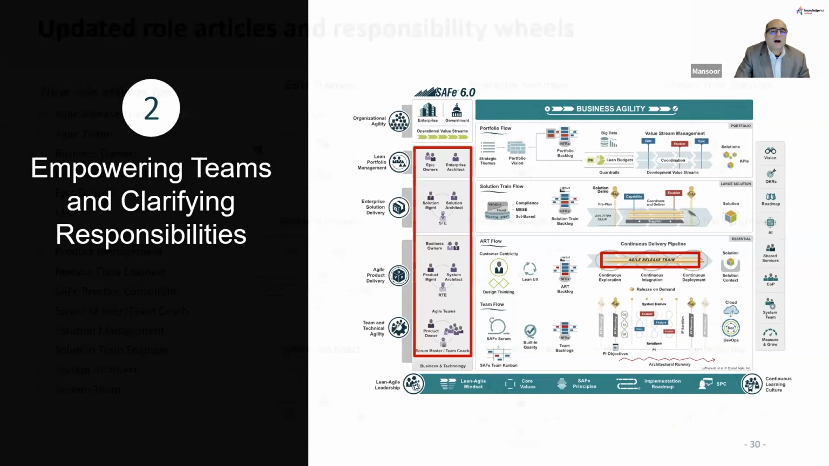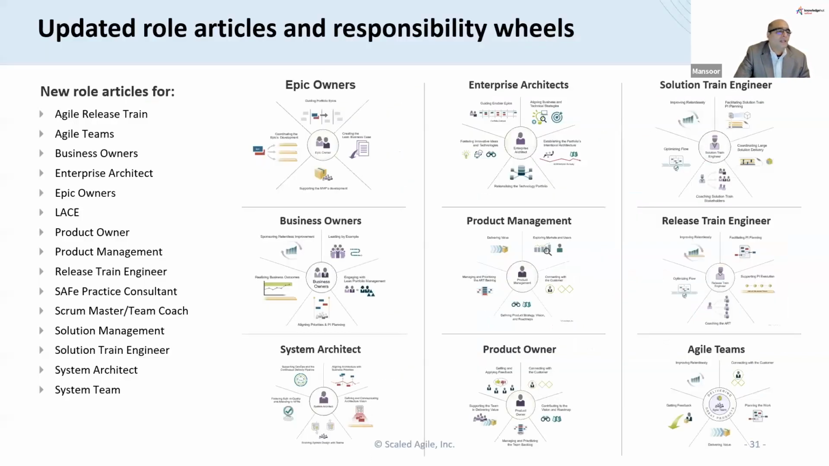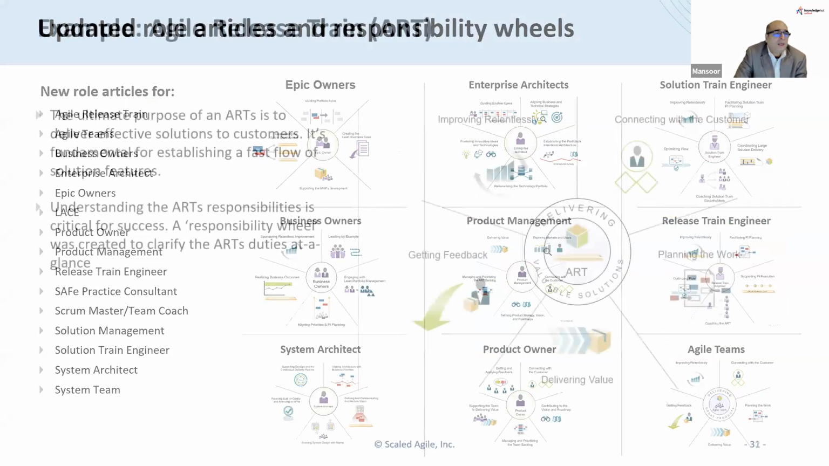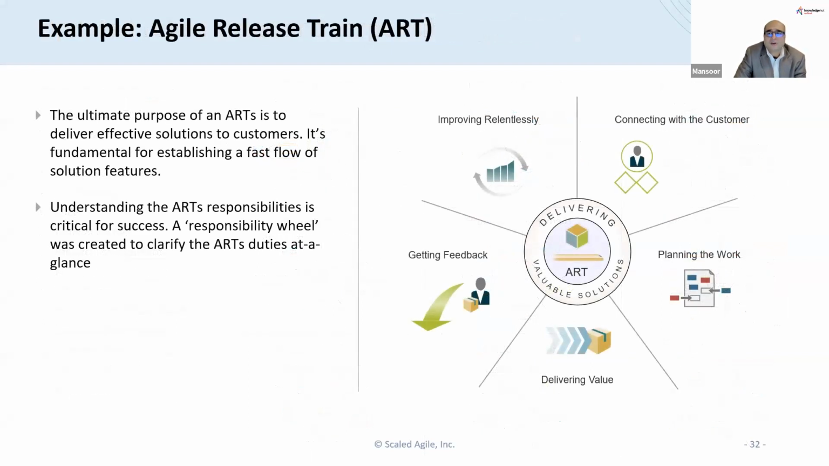So there are updated articles for the release train, for the agile teams, business owners, enterprise architect, epic owners, LACE, product owner, product management, right? So all the articles have been updated. And that is one of the main prevalent changes you will see in 6.0. Okay, there's an example of agile release trains provided, right? So what is an agile release train?